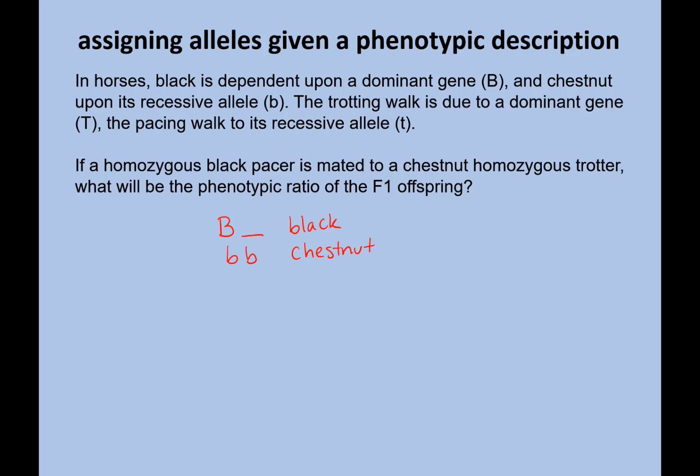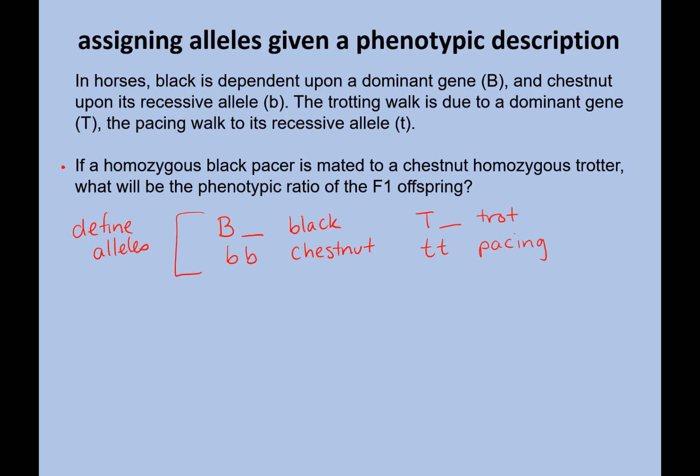Trotting walk is due to a dominant gene, so again, trotting is due to big T, little t. Pacing is due to little t. Right? Notice same letters to represent the same genes, the same traits. Always do this. This is what's called define alleles.